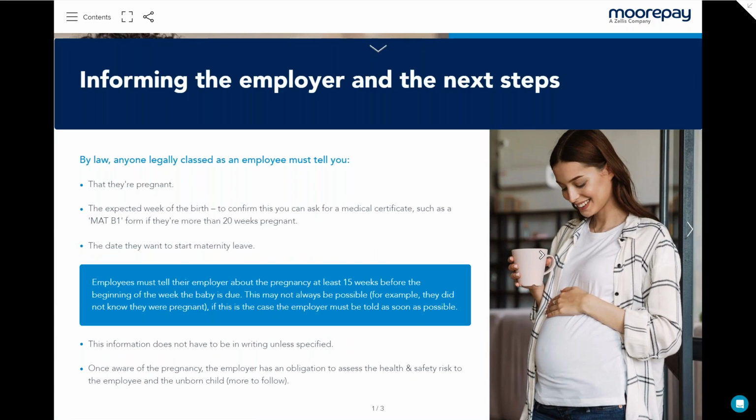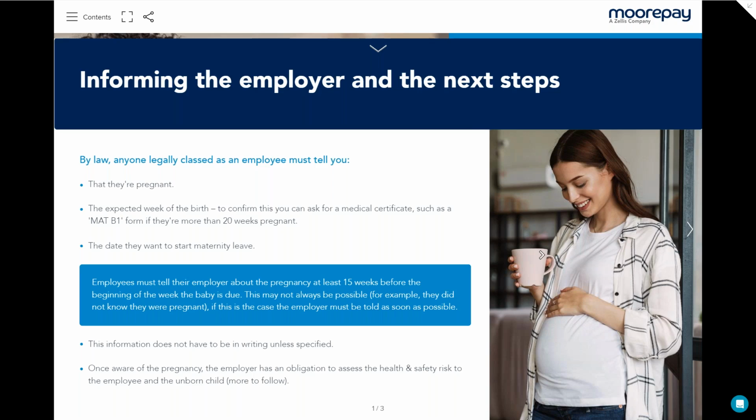Okay, so believe it or not, it's a day one right. So everyone who starts a job that's pregnant and they're an employee are entitled to maternity leave. People think that they may not be entitled to it, but everyone is entitled to maternity leave. Every employee is entitled to maternity leave.